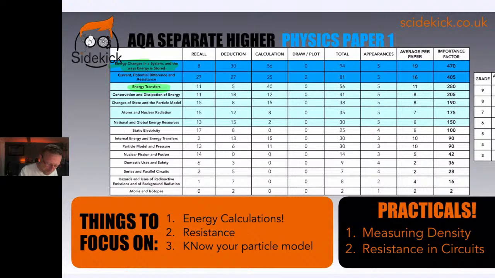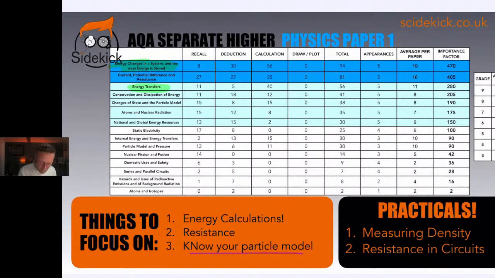Next up, current, potential difference, and resistance. It's a huge number of marks attributed to this per paper, usually linked with series and parallel circuits. But if you're doing higher tier separate science, they're not going to ask you what a parallel circuit or a series circuit is. They're going to get you to work with them, and that's where current, potential difference, and resistance comes in.